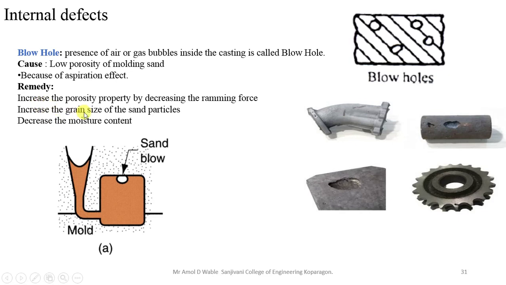So the remedy will be to increase the porosity by decreasing the ramming force, and increase the grain size of your sand particles, so that whatever gases are there in the cavity will transfer to the mold sand very fast and escape to the environment. Then decrease the moisture content. Sometimes if the sand is wet, it will release that moisture into the cavity, and due to that bubbles will remain in the cavity, and after solidification that space remains hollow.